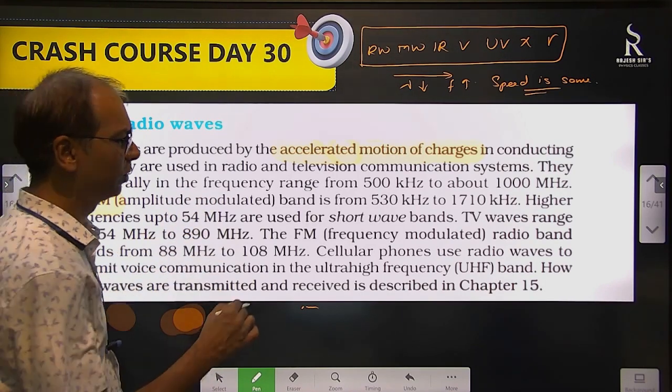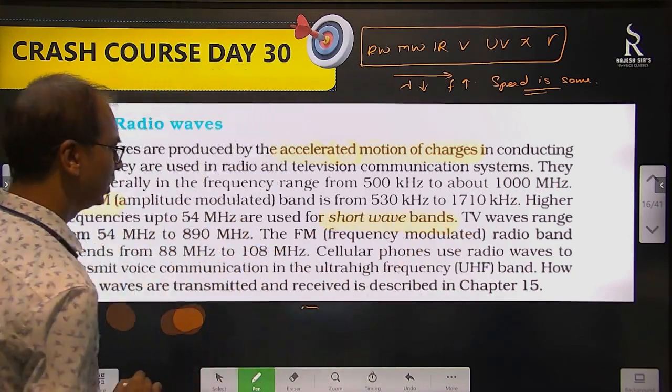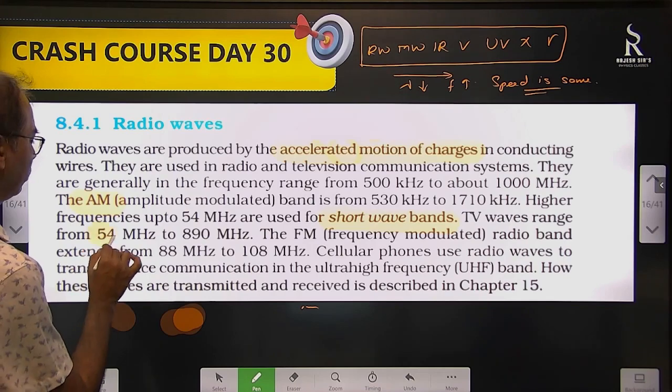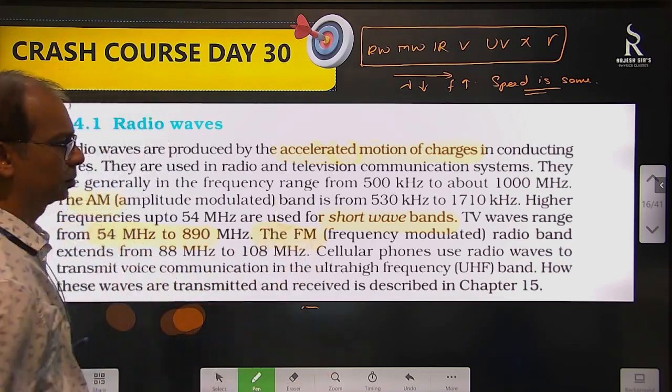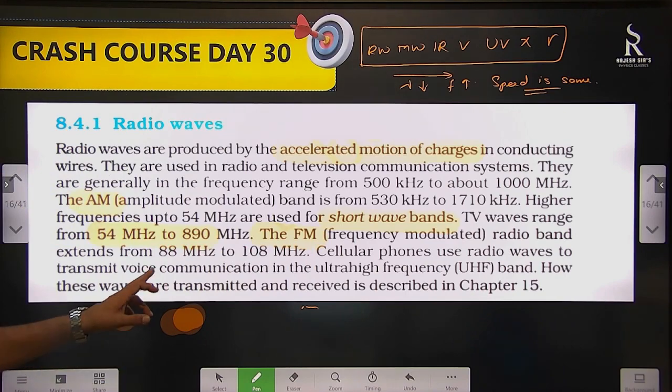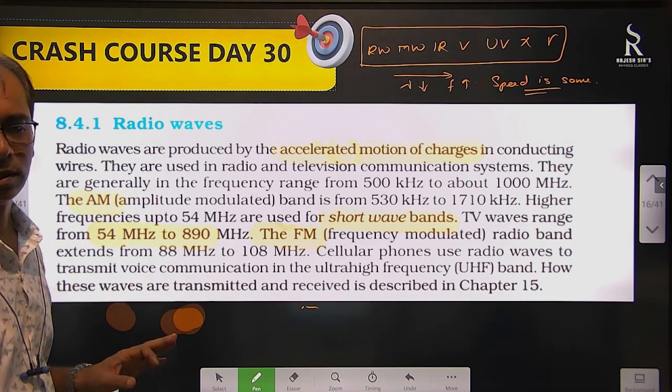Then you have short wave bands. Then TV waves are there. Okay, this is TV waves. And then finally he has written FM. And you can see that as you are moving from this AM to FM, frequency keeps on increasing.